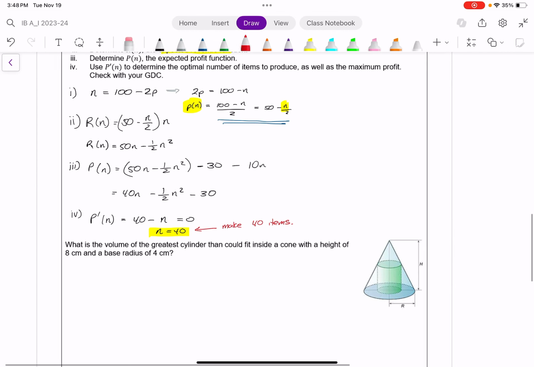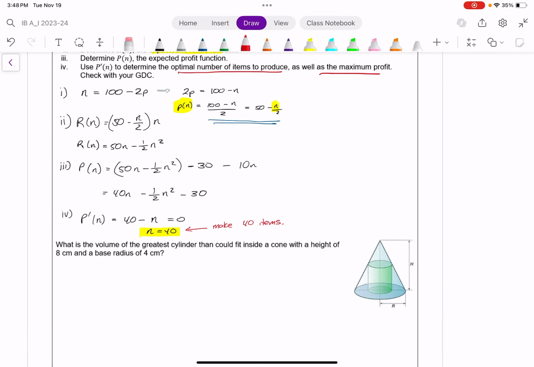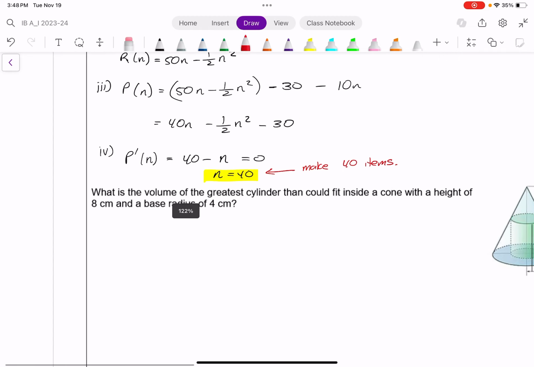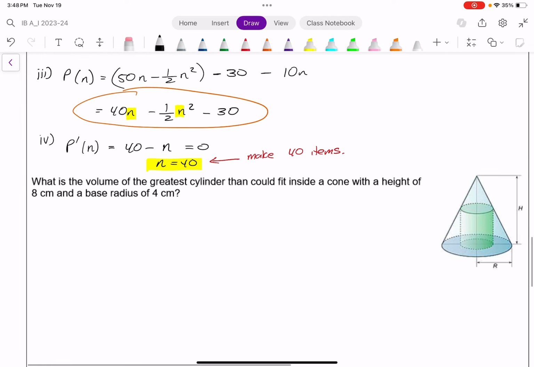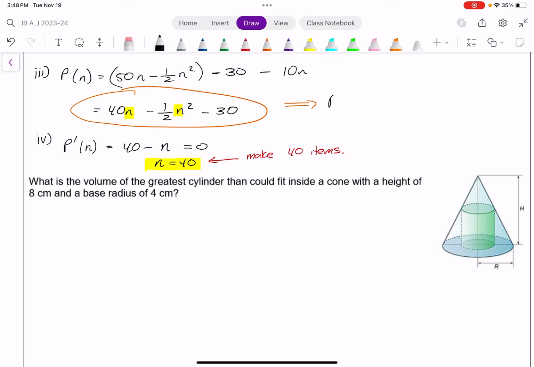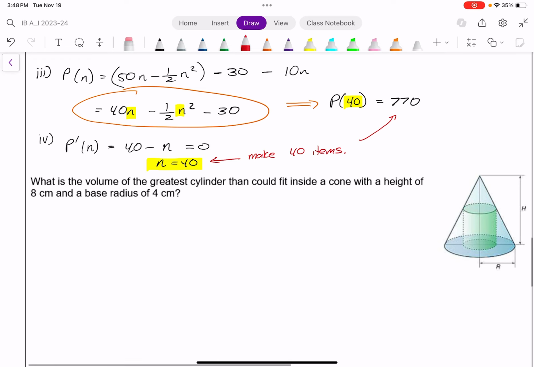That said, I also want to figure out not only how many items to produce, but the maximum profit. And so I have my profit function right here. So the last step is just to take that 40 and substitute that into n. Really I'm finding the profit at 40, P at 40. You should get a total of 770, if I just replace those n's with 40. Which means we should, according to our model, and I need to keep saying that, this is just a prediction, make 40 items and we expect to profit $770.